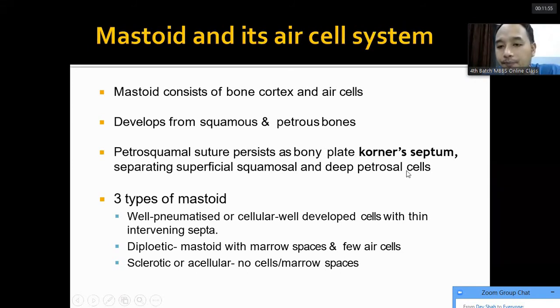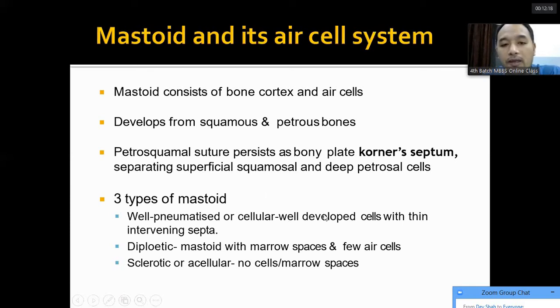So this is also important from the surgical point of view. When we encounter Koerner's septum, we have to drill through it to get into the deep petrosal mastoid air cells. Koerner's septum only occurs when there is a persistent petrosquamous suture. It doesn't occur normally.